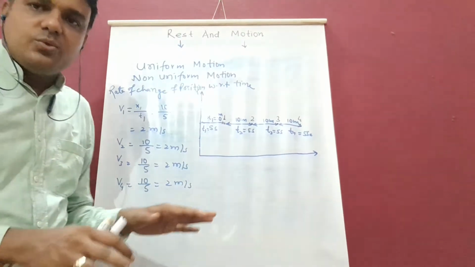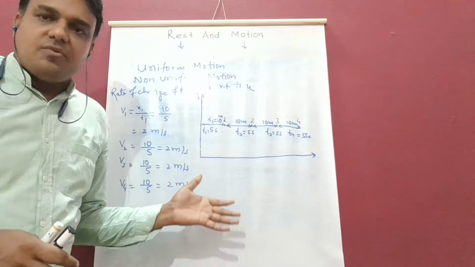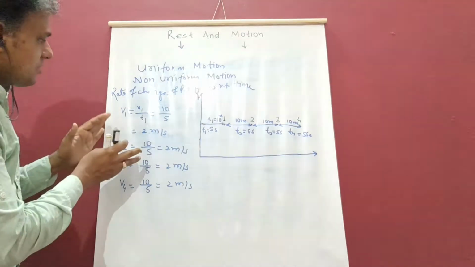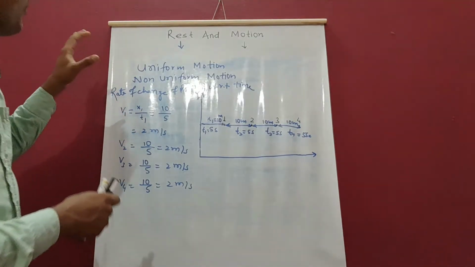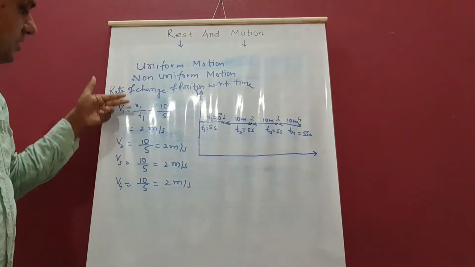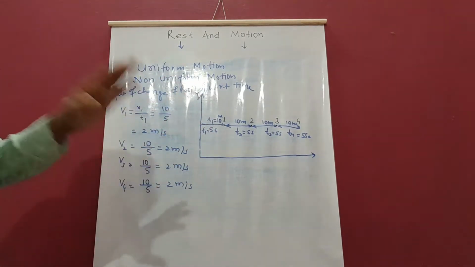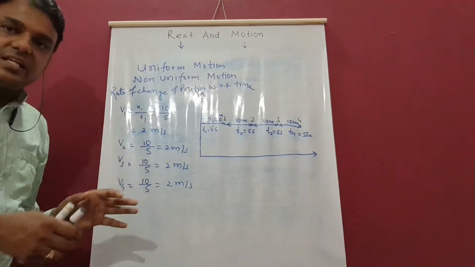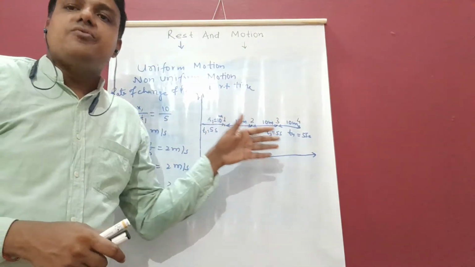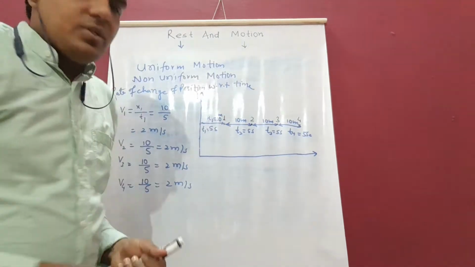Okay, I am not going to discuss the difference between speed and velocity. We will discuss it later. It is also included in this chapter. So I am just explaining to you the rate of change of position with respect to time. So here you see, in all the four cases, the rate of change of position with respect to time is constant. That's why we can say that this object is in uniform motion, or that this object will follow uniform motion.